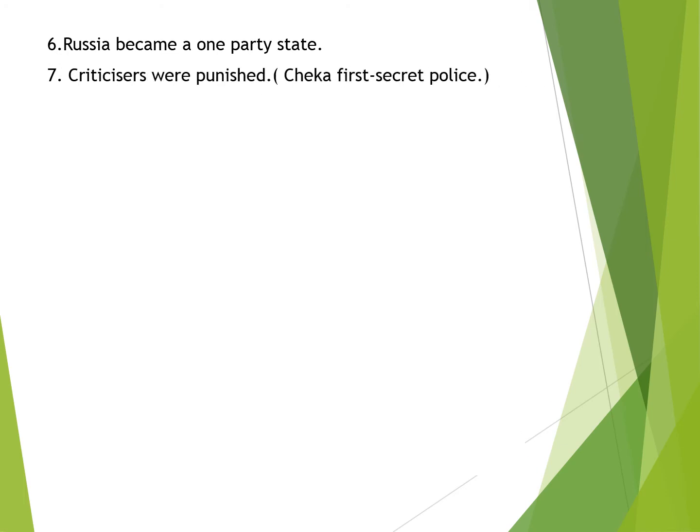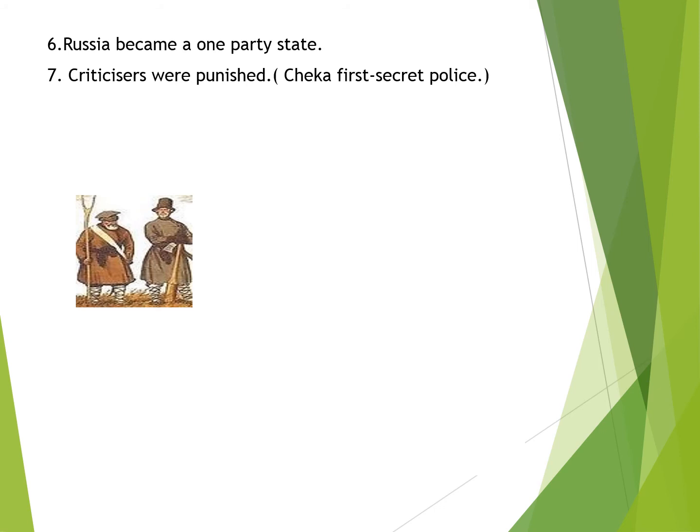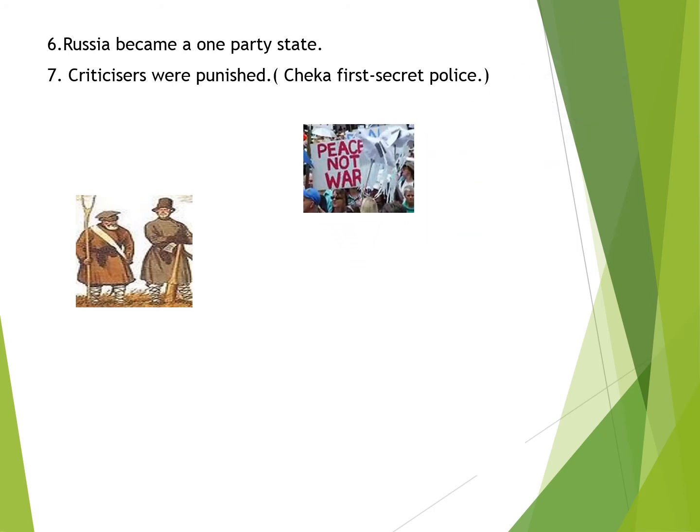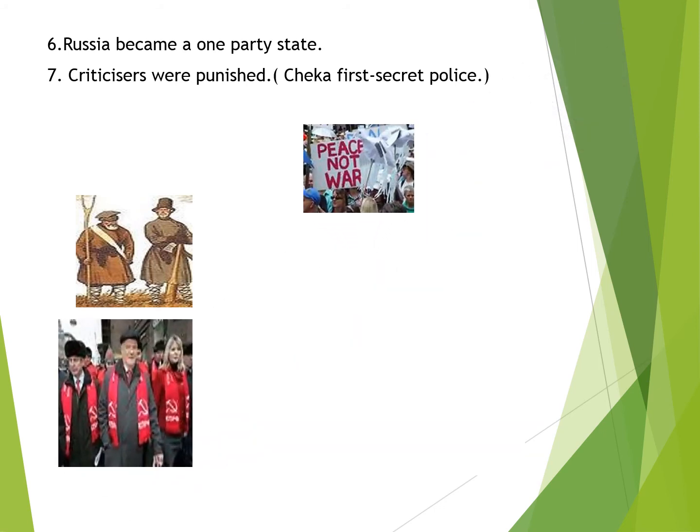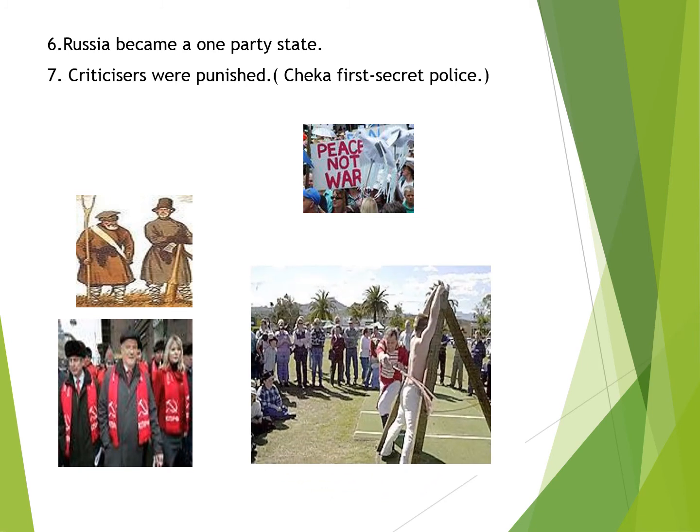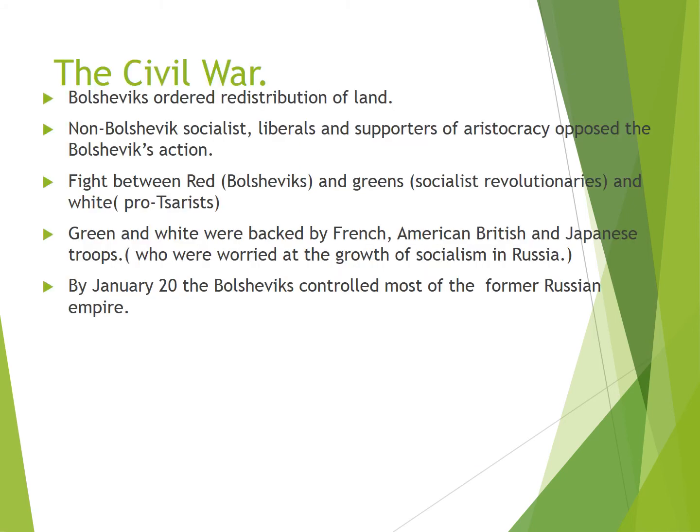Now we can see some of the images in which the Bolsheviks took the initiative, telling that we want peace and not war. So this was the way they proceeded in their revolution. Then we move on to something called the Civil War.